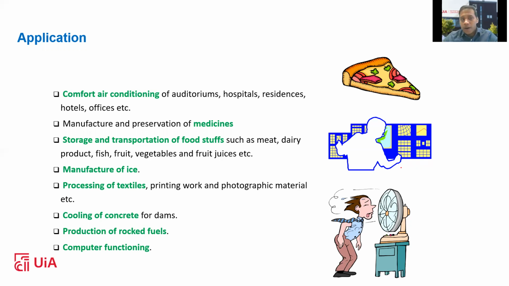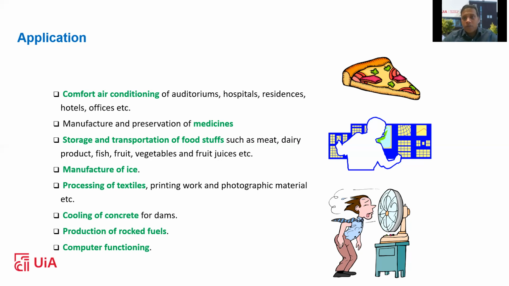And manufacturing of ice is another use of the refrigeration cycle. You need a lot of ice in a harsh environment, for example in the Middle East, in Norway also, everywhere you need ice, and then you need to use this kind of refrigeration cycle. Also the processing of textile printing work and photographic materials needs this kind of cooling system. And also cooling the concrete for a dam. When you build a dam for electricity production, you need to cool it down to make it hold up in a very wet environment.